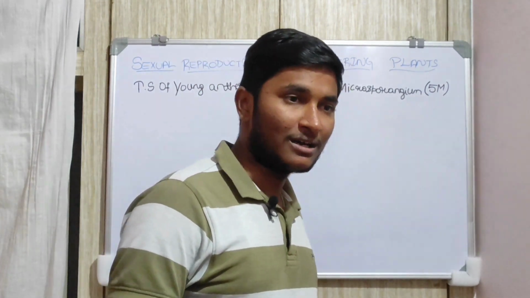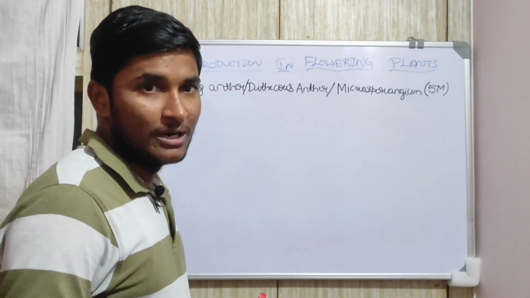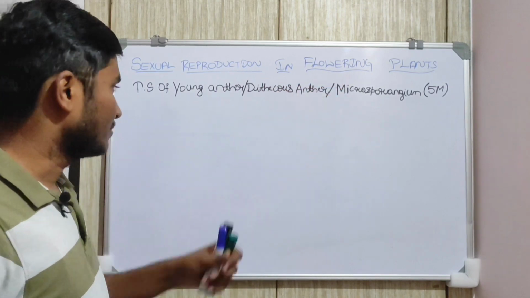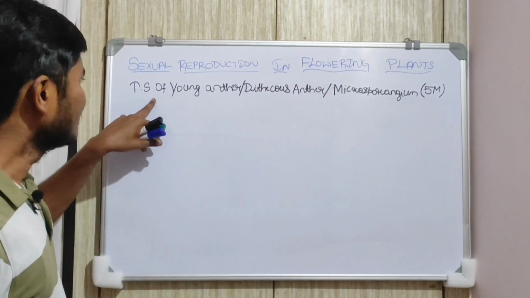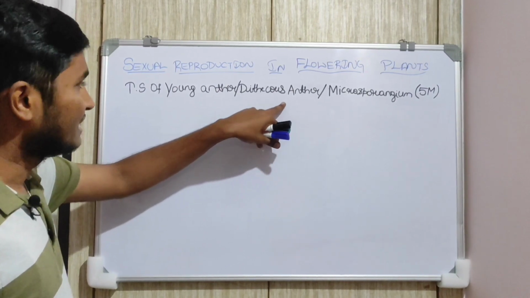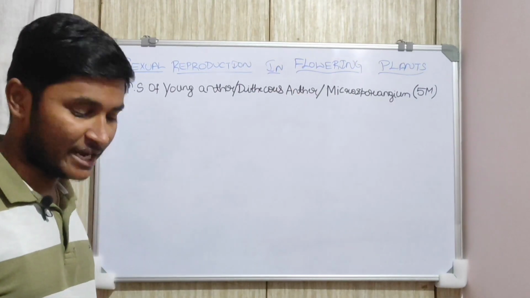In last class, we studied LS of a flower. It can be asked for 3 marks or 5 marks. So in this video, I am going to explain another important question. It can be asked for 5 marks from the chapter Sexual Reproduction in Flowering Plants. That is transverse section of young anther, or it can be asked as dithecous anther or a microsporangium.